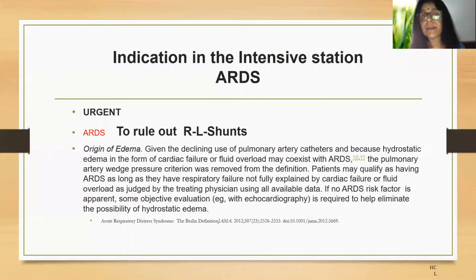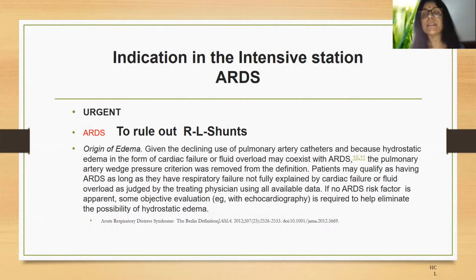We also have ARDS. ARDS is in the intensive station. Why do we need a TEE? To rule out right to left shunts. Now, in ARDS, since Berlin criteria came in, the use of PA catheters to measure the wedge pressures has gone out. So patients usually qualify as having an ARDS when they have respiratory failure, which is not explained fully by a cardiac failure or a fluid overload.